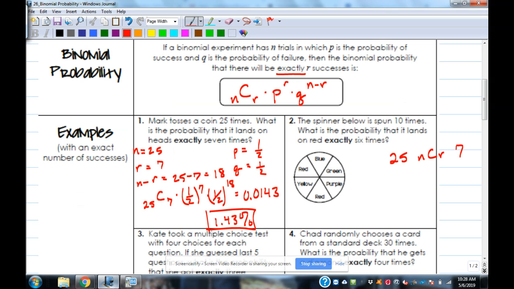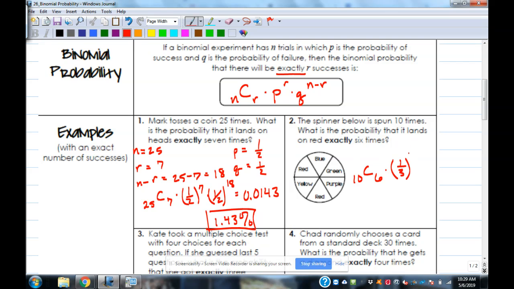All right, now, so let's look at number 2. Got a spinner, got blue, green, purple, red, yellow, and red. Spinner below is spun 10 times, so that's N. What's the probability that it lands on red exactly 6 times? So 10 choose 6. What's the probability of it landing on red? How many reds are there? 2 out of 6. So that's 1/3, right?